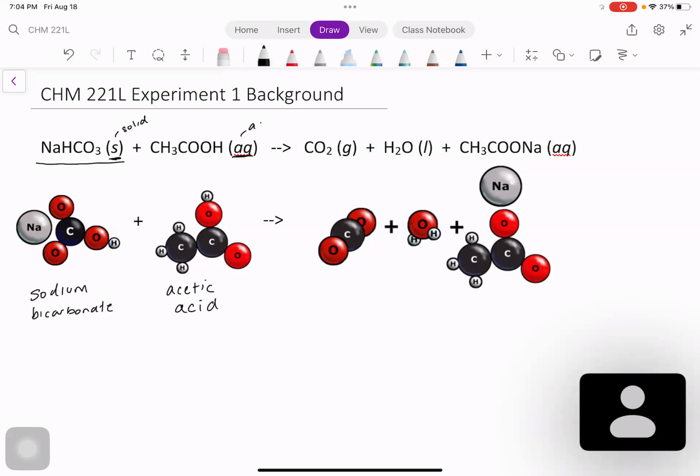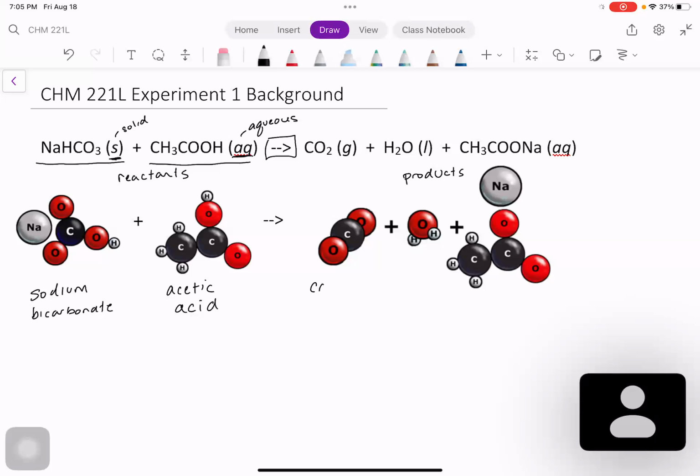So this aqueous notation here means that it's dissolved in water. So this will be a clear liquid that'll look just like water, but it's not actually water. It is a molecule, this molecule here, dissolved in water. And then we are going to form, so these are our two reactants, and then this arrow divides the things that we're starting with, our reactants, from the things that we're going to end with, which are our products. So the products are the things that are going to be produced.